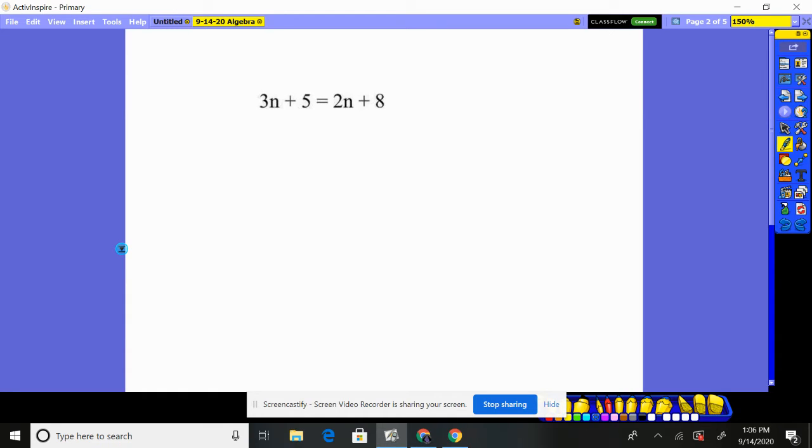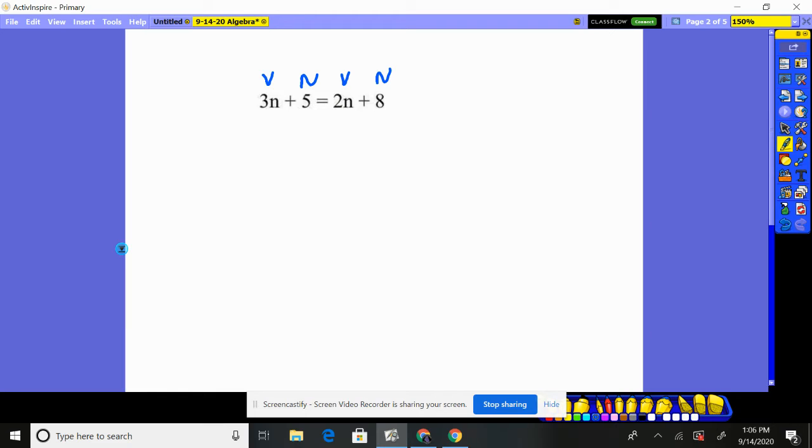We have 3n plus 5 equals 2n plus 8. Well, I want to get all variables on one side, all numbers on the other. If we look at this, I have a variable and a number equals a variable and a number. So it makes sense to me that the variables need to move to one side of the equal sign, the numbers to the other. Now, I always take care of variables first.